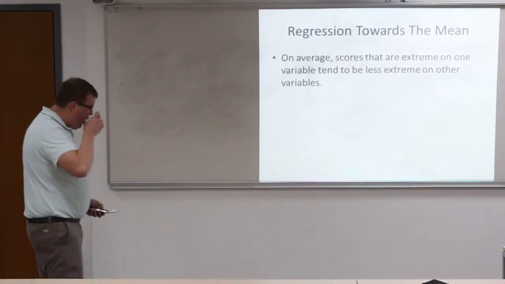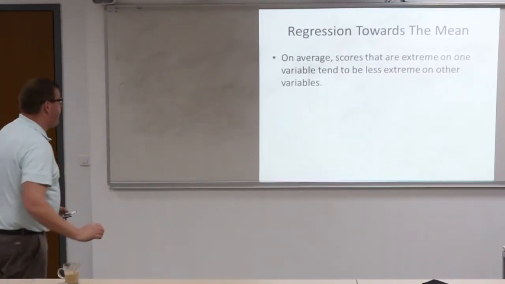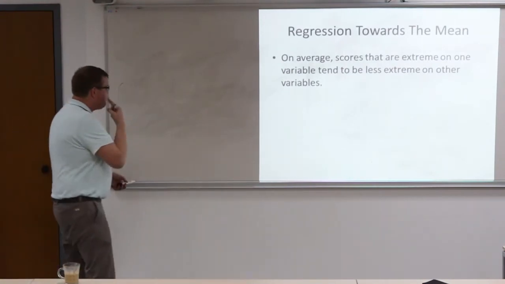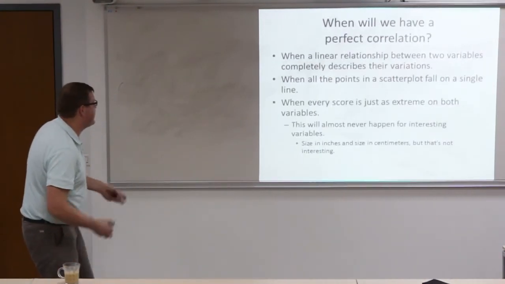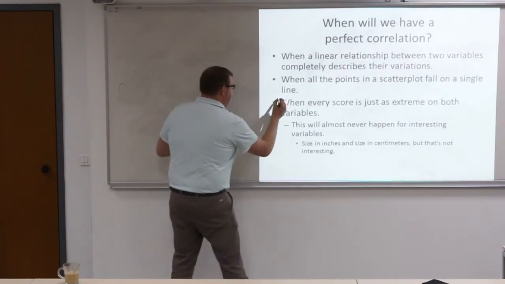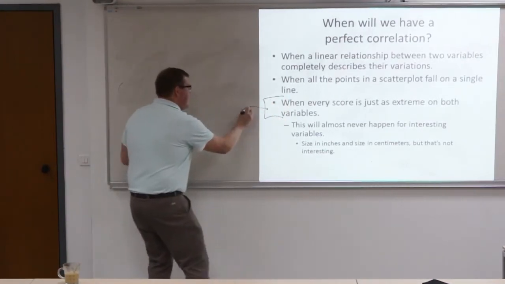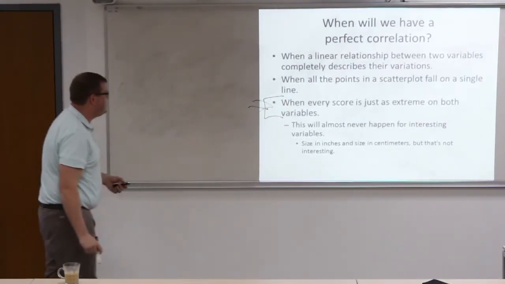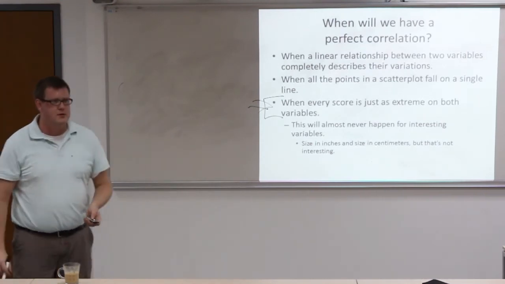Okay, so let's talk about regression towards the mean. Let's go back for just 1 second. So I said, we'll have a perfect correlation when every score is just as extreme on both variables, right?